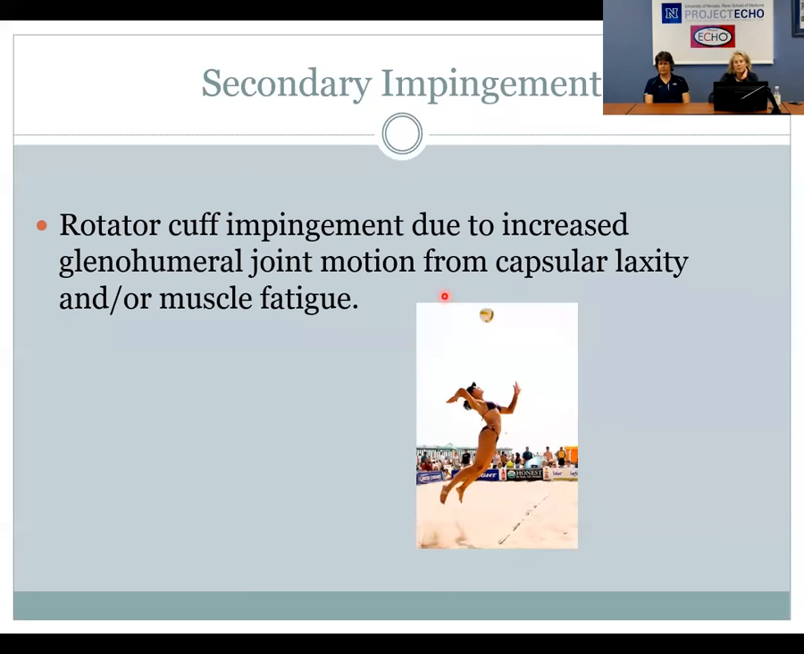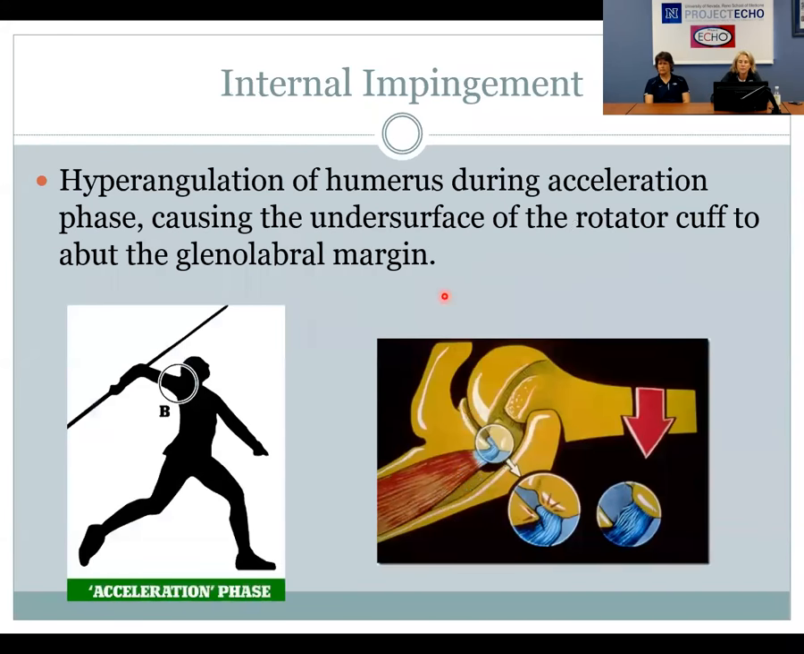So here's a volleyball player, with rotator cuff impingement due to increased glenohumeral joint motion from capsular laxity and muscle fatigue. So it's capsular laxity in some of these patients who may have some multidirectional instability, as well as some rotator cuff or muscle fatigue, that can start to cause some rotator cuff impingement. This is again looking at another overhead athlete, and you can see how the undersurface of the rotator cuff, as well as the posterosuperior aspect of the labrum, can come into contact during the late cocking or acceleration phase, and can cause some irritation, fraying, and shoulder pain.